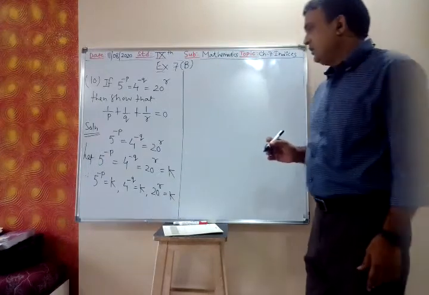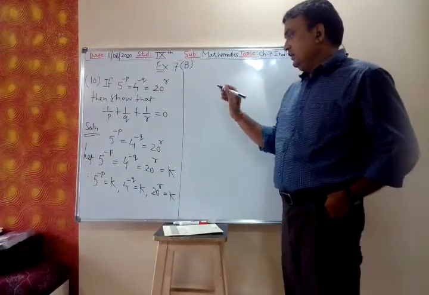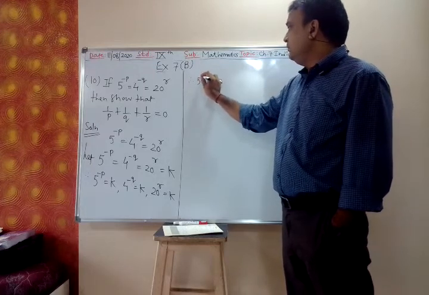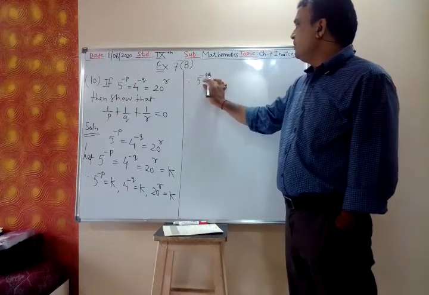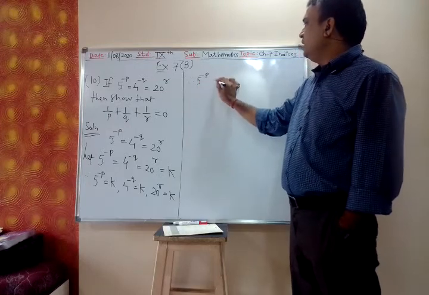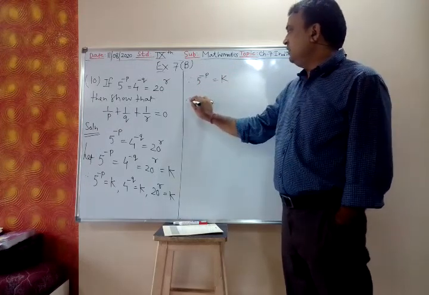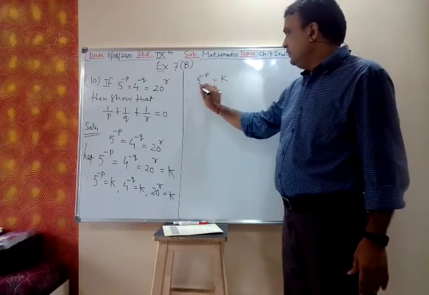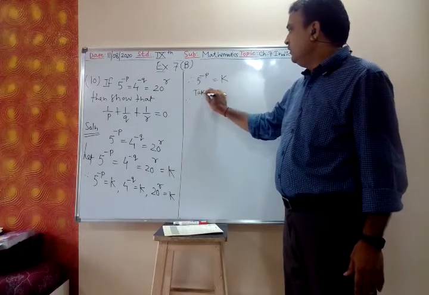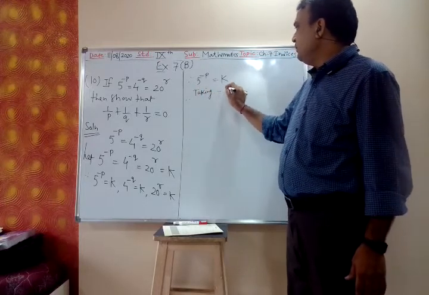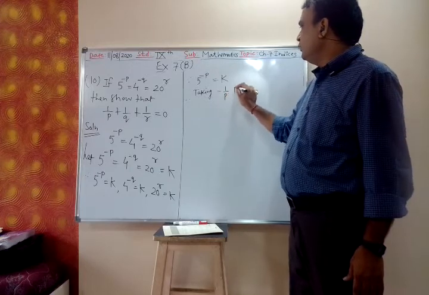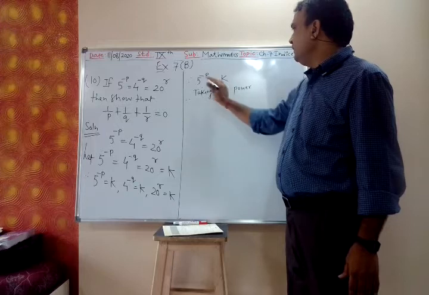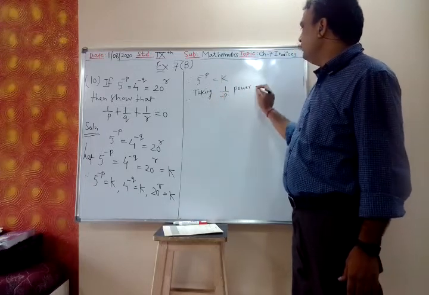They have the common number k. So 5 raised to minus p is k. I will take one part I am explaining, other part I will write directly. Let me write. So taking minus 1 upon p power on both the sides. Taking 1 upon minus p power. If it is minus p, we take 1 upon minus p power on both sides.